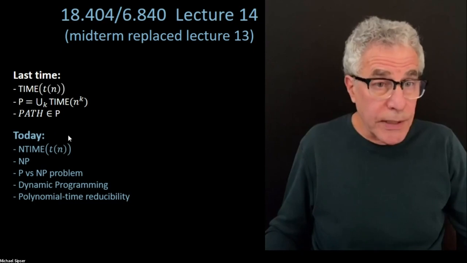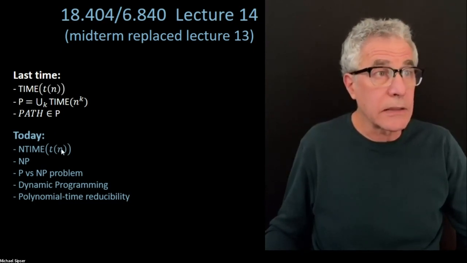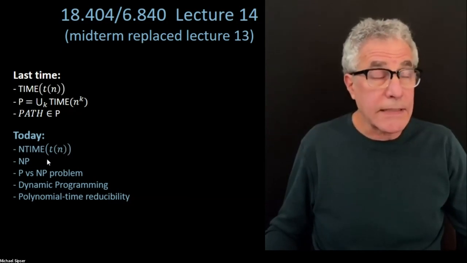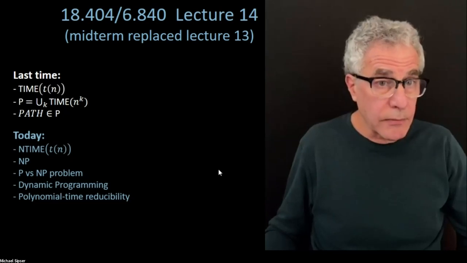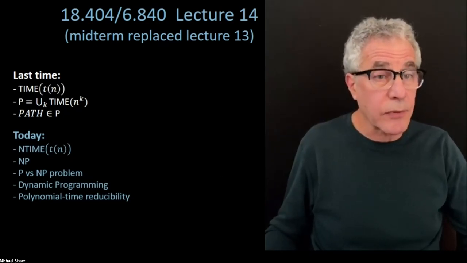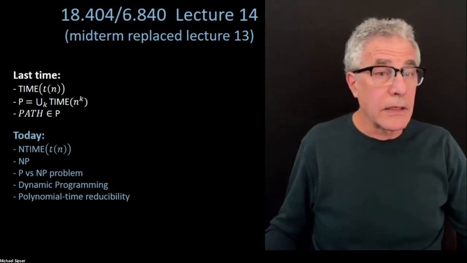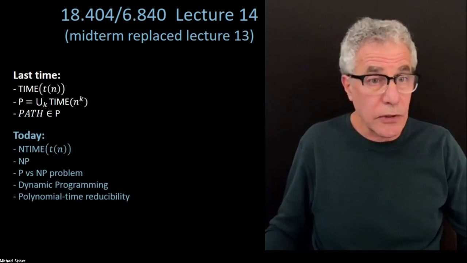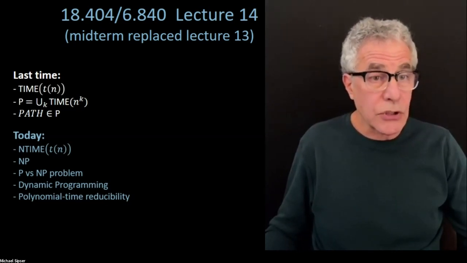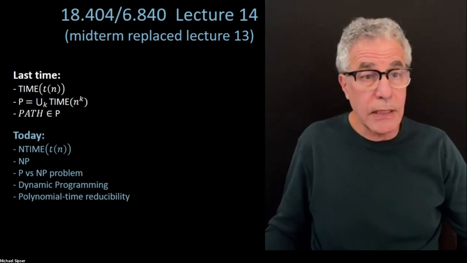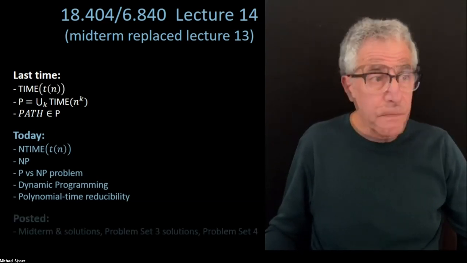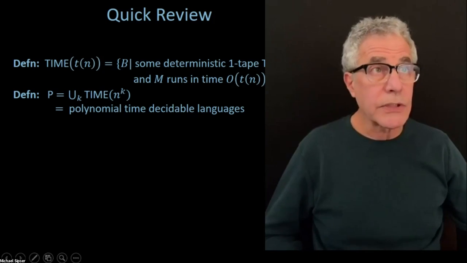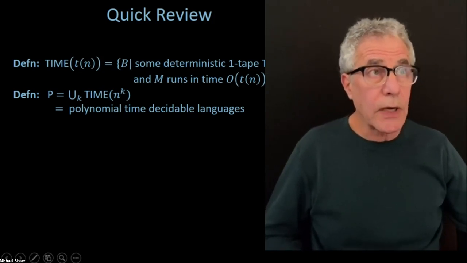So today we're going to look at non-deterministic complexity, define the classes non-deterministic time or N time, and talk about the class NP, the P versus NP problem, which is one of the very famous unsolved problems in our field. And look at dynamic programming, one of the most basic polynomial time algorithms, and polynomial time reducibility, moving toward our discussion of NP completeness, which we will begin next lecture. So with that, let's move into today's content, which is just a quick review.